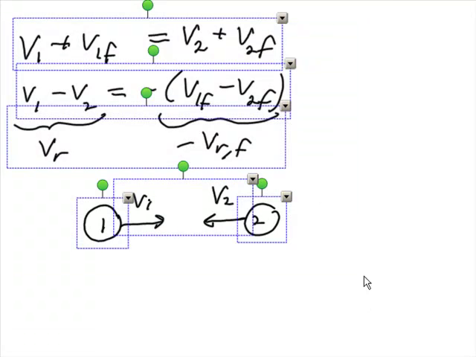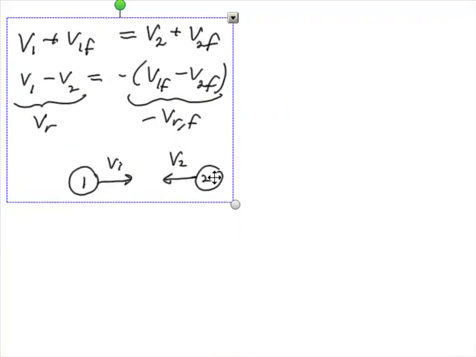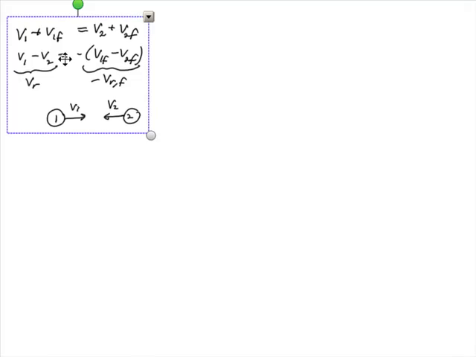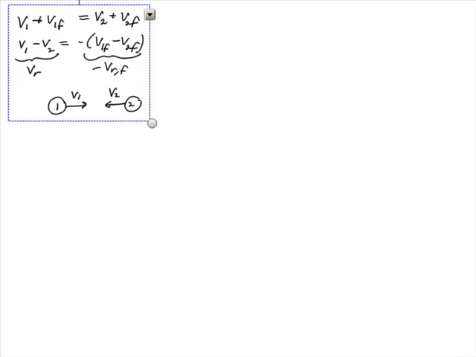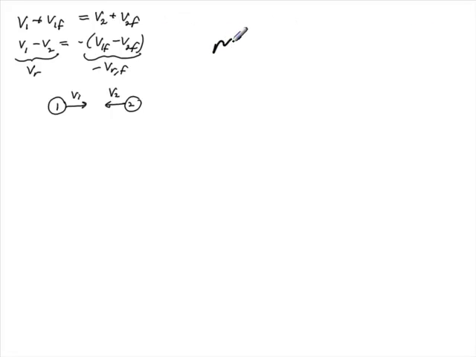Shrink this for a moment. That's the definition of the center of mass frame of reference: M1 V1 plus M2 V2 equals 0. Well, that means we really don't have much freedom here.